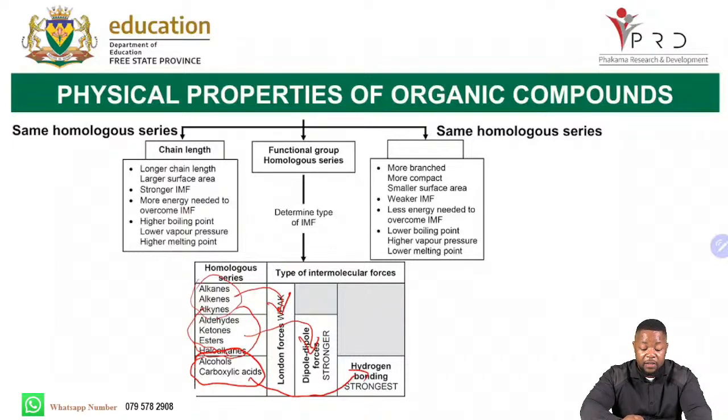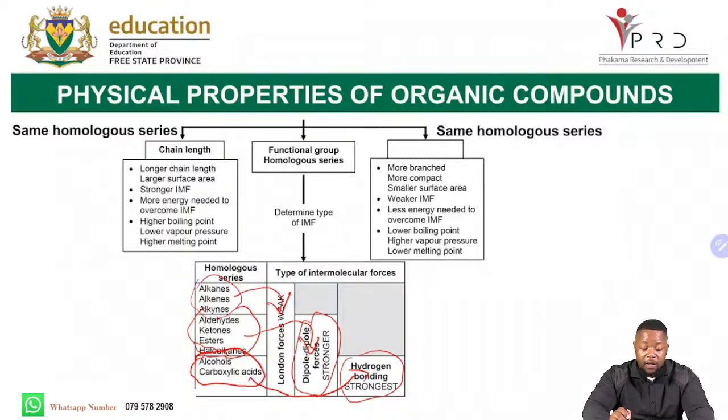For aldehydes, ketones, esters, and haloalkanes, the London forces are still there, but the active intermolecular forces are the dipole-dipole forces. Alcohols and carboxylic acids, London forces are there, but the active intermolecular forces are the hydrogen bonds. It is very important to know that because it's going to be used in your explanation.